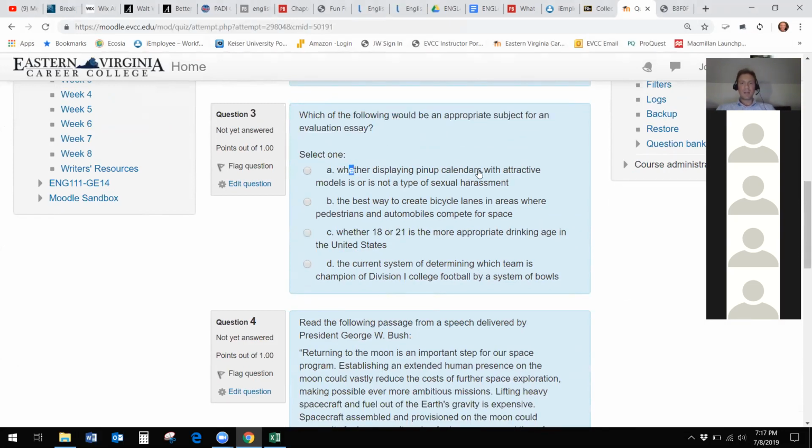Whether displaying pinup calendars with attractive models is or is not a type of sexual harassment. The best way to create bicycle lanes in areas where pedestrians and automobiles compete for space. Whether 18 or 21 is the most appropriate drinking age in the United States. The current system of determining which team is champion of Division I college football by a system of bowls. D. And Denise said the same thing. Rebecca, Gogo, what do you guys say?